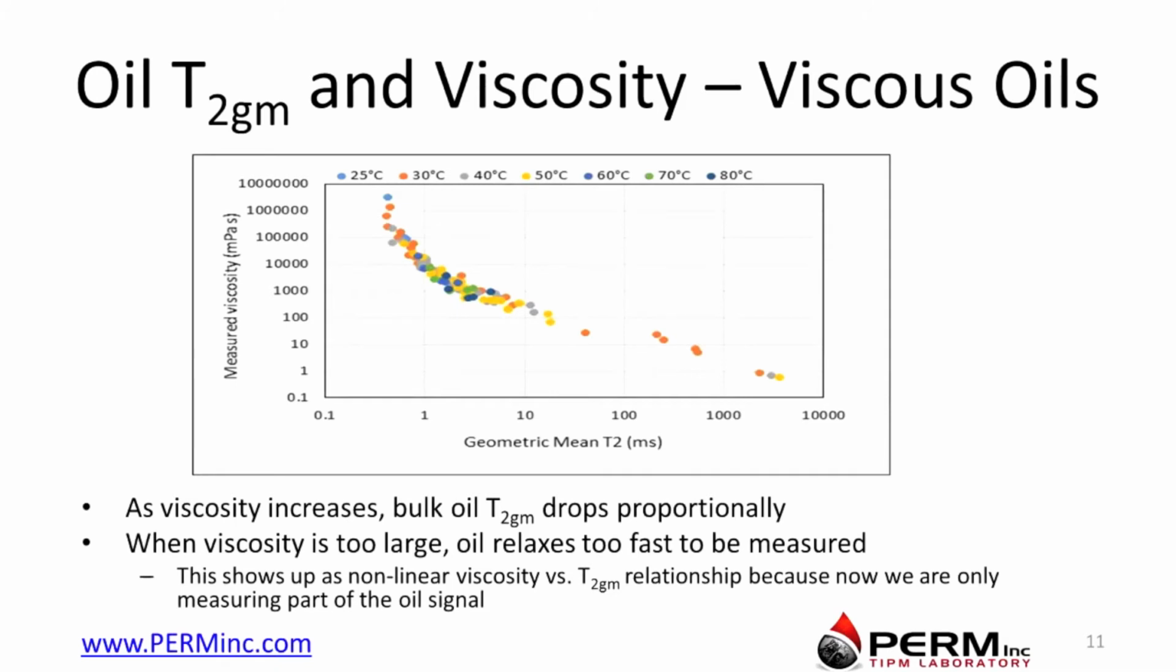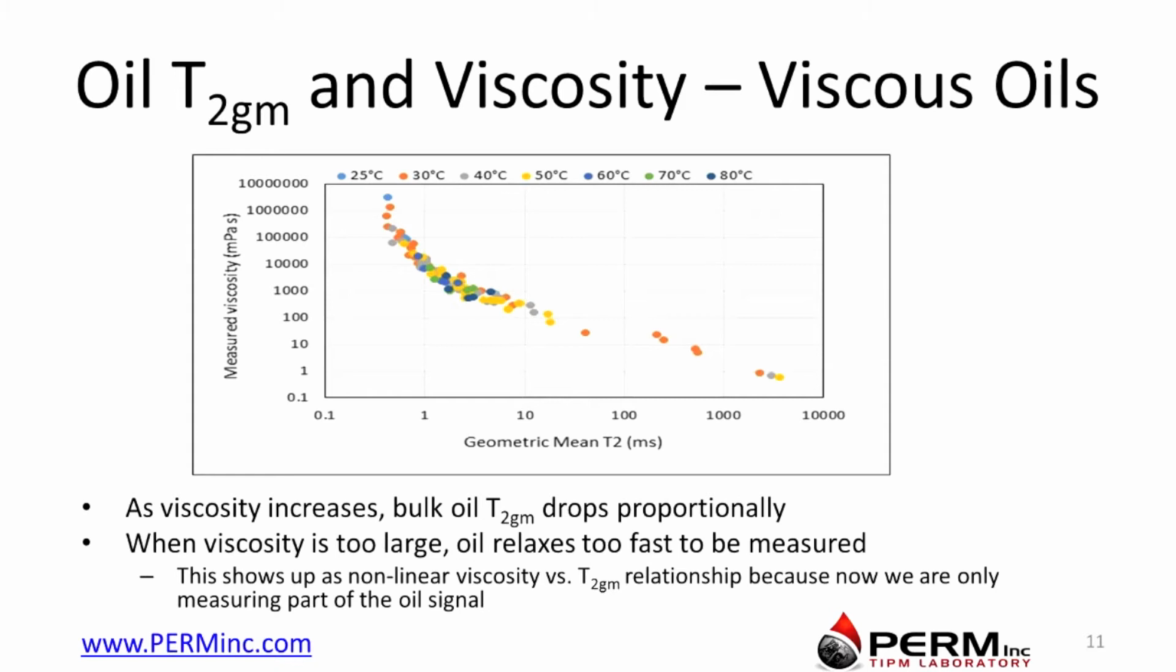So let's look at the prediction of oil viscosity. This figure makes sense based on what we've been talking about. As we go to higher and higher viscosity oils, we see faster and faster bulk relaxation, and correspondingly the T2 drops in the oil. Now, you can see as we start getting above 10,000 milliseconds, the shape of the curve starts to deviate from linearity. So we start seeing smaller and smaller changes in the oil relaxation with bigger and bigger change in viscosity.